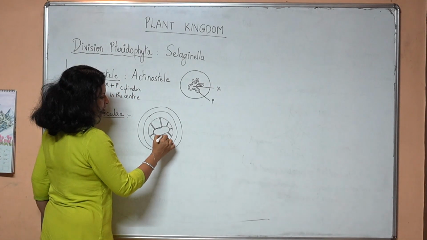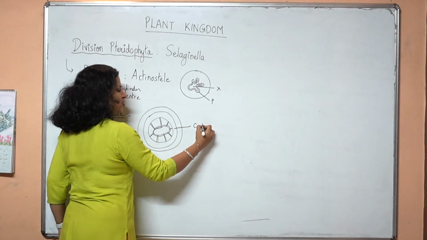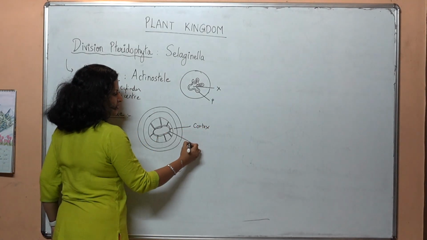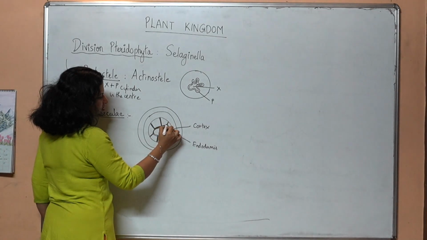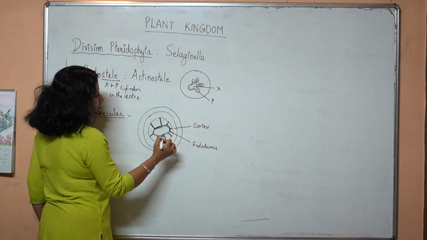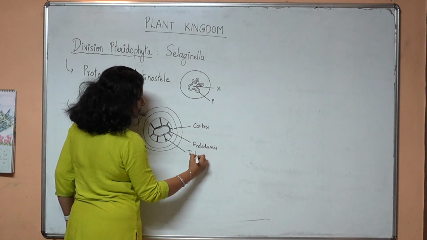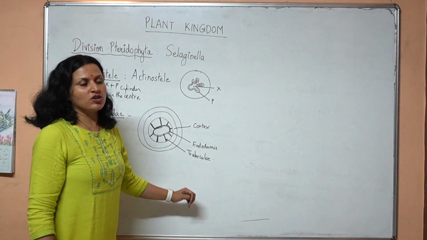What is trabeculae, you know? Suppose this region is the cortex and this region is the endodermis. Such kind of extensions of endodermis you will find within the cortex. These are called trabeculae. Trabeculae facilitate better conduction of water and nutrients.